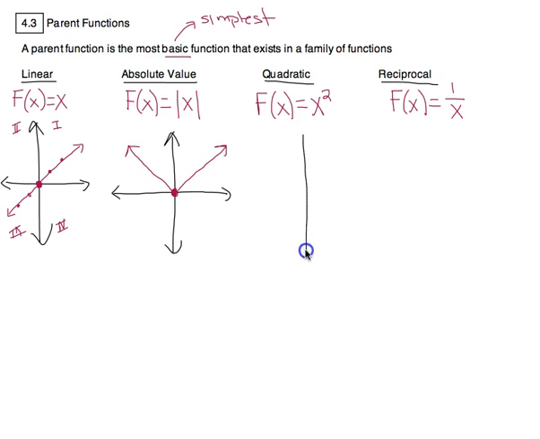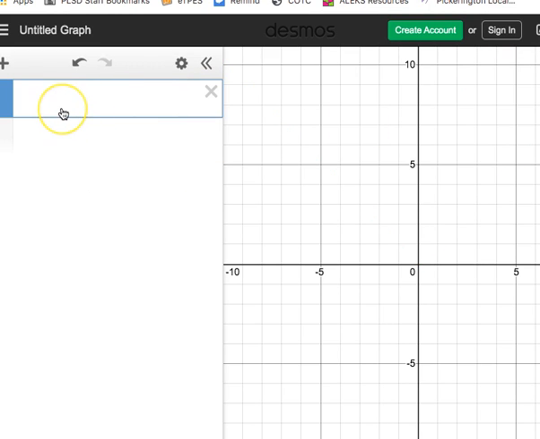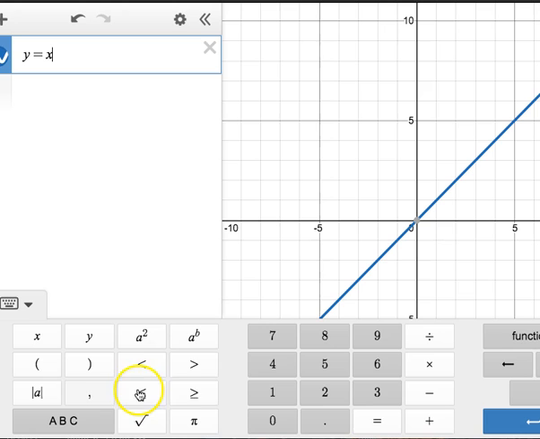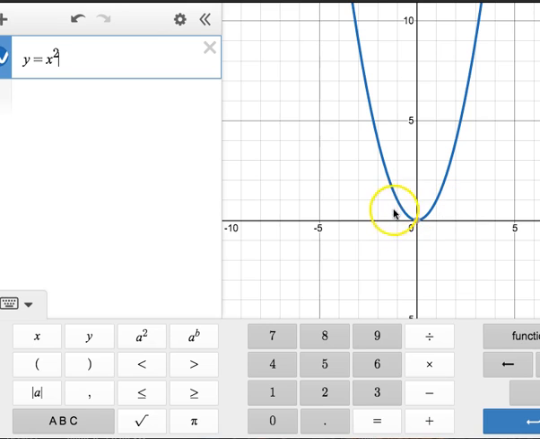The quadratic parent graph, we've already talked some about quadratic graphs in previous sections, and we found vertex and x-intercepts, things like that. The most basic quadratic is just y equals x squared. So if I delete this one, you can either use this little guy at the bottom for the keyboard to get x squared, or you can type it using the caret. So here's the quadratic parent graph.